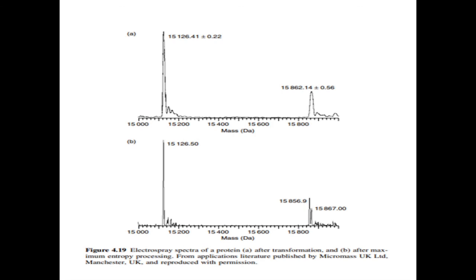Figure 4.19b. In this case, the mass difference between the species of masses 15,856.9 and 15,867.0 is 10 Dalton. The mass difference of 10 Dalton is indicative of a difference in their amino acid sequence.